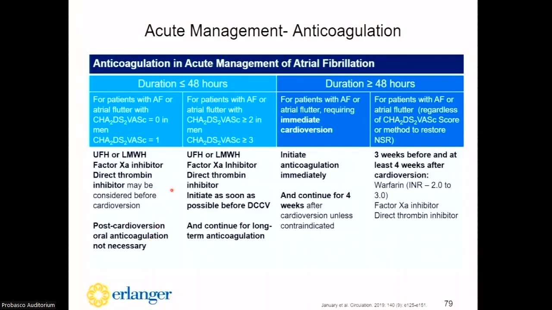Post-cardioversion, this is typically not necessary. For patients that have higher thromboembolic risk, they do recommend initiating anticoagulation with these agents as soon as possible before direct cardioversion and continuing long-term afterwards. In patients that present with a duration greater than 48 hours and are requiring immediate cardioversion, if they're not already on anticoagulation, initiate it immediately, and then also continue for 4 weeks after cardioversion unless otherwise contraindicated. And for all patients presenting with more elective atrial fibrillation cardioversion, regardless of their CHA2DS2-VASc, you would want to make sure that they're anticoagulated 3 weeks before direct cardioversion and for at least 4 weeks after.